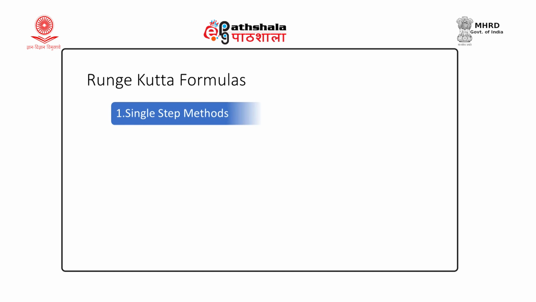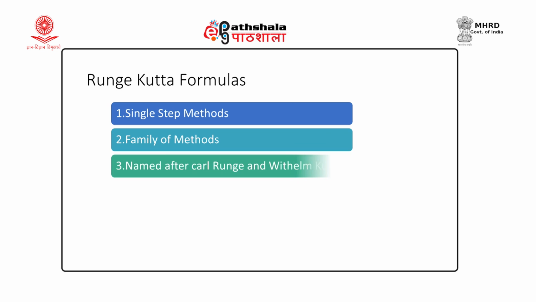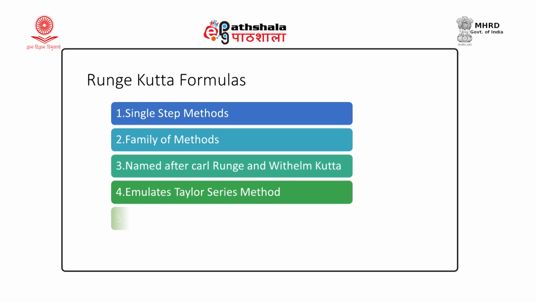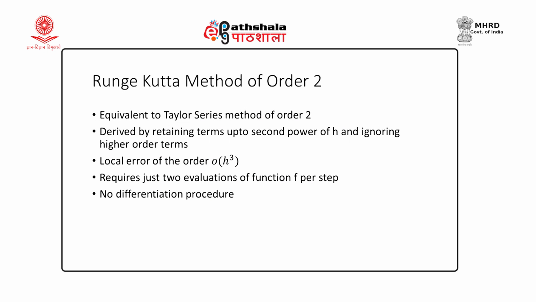Now, these Runge-Kutta formulas are a family, meaning they can be derived of any order, and all of them are single step methods. You can get them of any order like order 2, order 3, order 4 and so on. They are all named after the two mathematicians Runge and Kutta, and they are all based on the Taylor series. The advantage of these formulas is that analytic differentiation is not required; you need only the function evaluation.